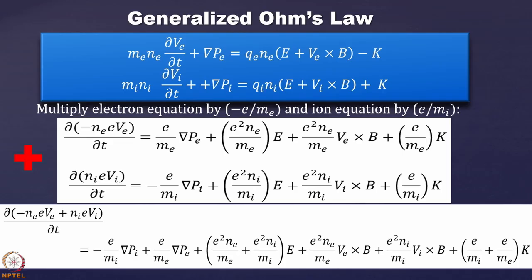So our aim is to get an Ohm's law. You know that ordinary Ohm's law goes like J equal to sigma E. So it must involve current density. And when we are looking for current density, we cannot basically subtract these two. The current density expression is N_i e V_i minus N_e e V_e.